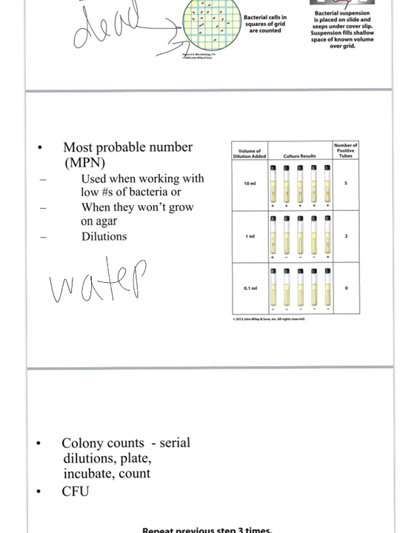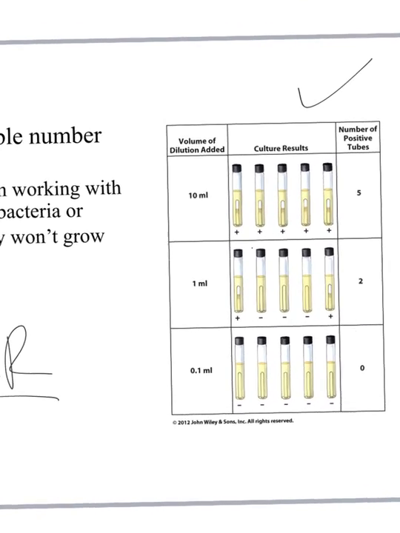Okay, now most probable number is used usually when you're working with water. So if you're doing something with water quality, usually the number of organisms that are in the water is not super high. They're kind of dilute, but they could cause diarrhea. They could make you really sick. So one of the things that you do is you take a sample of the water, and you try to grow the organism.